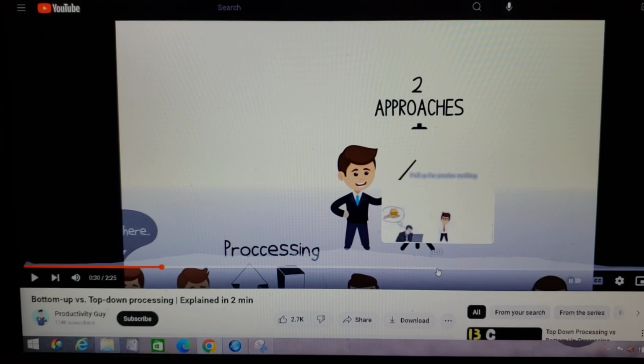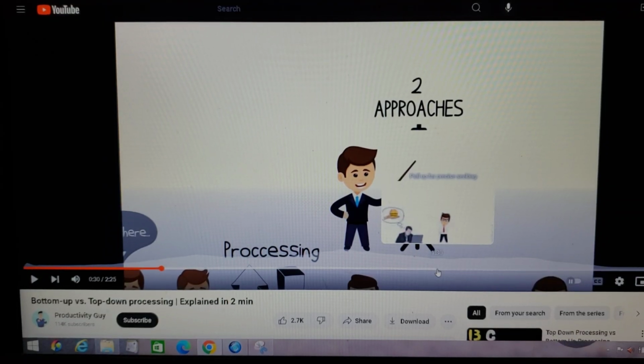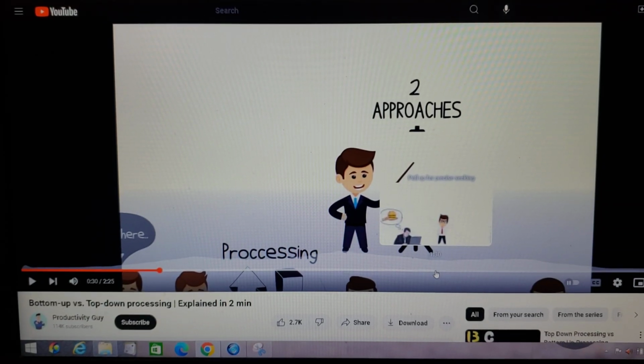Hello, everybody. It's time for dog culture vocabulary. Today's vocabulary words are bottom up and top down processing. Understanding these can really help us understand what's going on in dog culture.